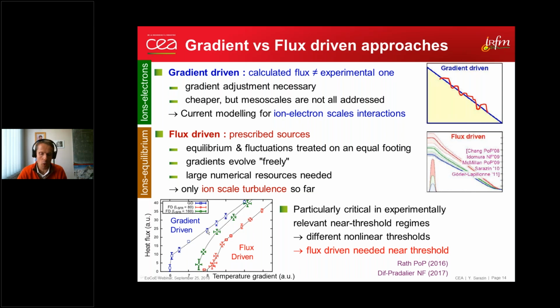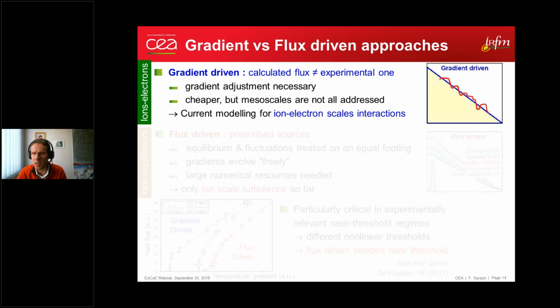So those two kinds of approaches are completely different in the predictions they can make, and they would lead to completely different predictions for the energy confinement time in ITER. So it's extremely important to think about the way you perform the simulation, because there is physics behind it. So let's detail the interaction between the ion and the electron scale in the gradient-driven regime.